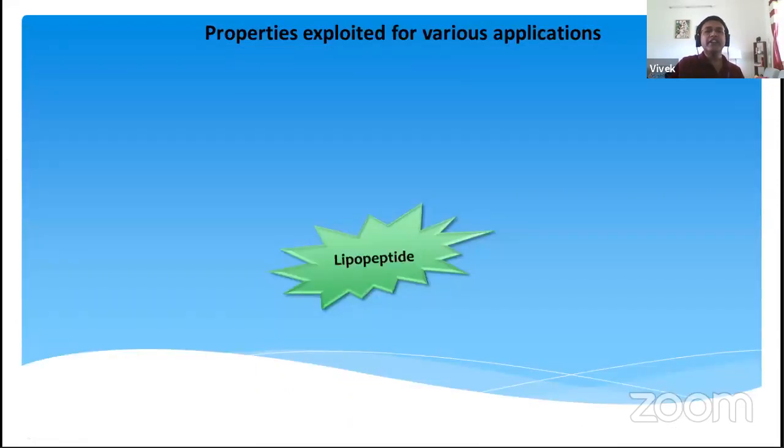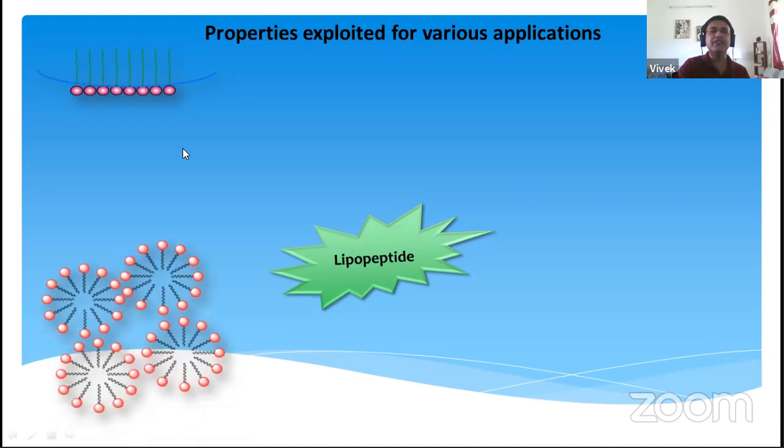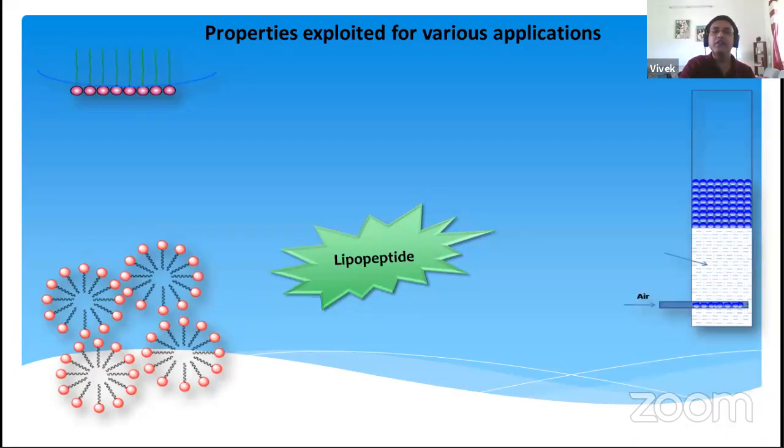Okay, so if you look at the various properties that one can exploit to generate applications from these molecules. It is a highly surface active compound. That means they are able to reduce the surface tension to a greater extent, and they have very good ability to form supramolecular structures like micelles and vesicles. But the environmental conditions it requires would change. Depending upon the environment, you get different conformations of these supramolecular structures, and they have this ability to foam profusively.